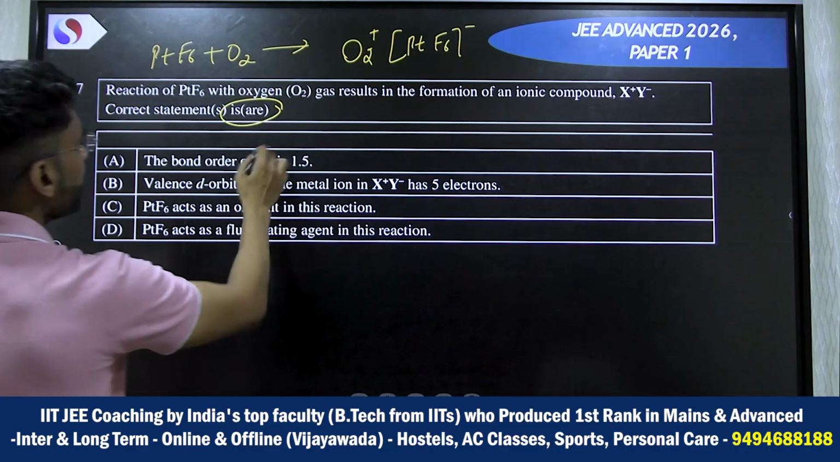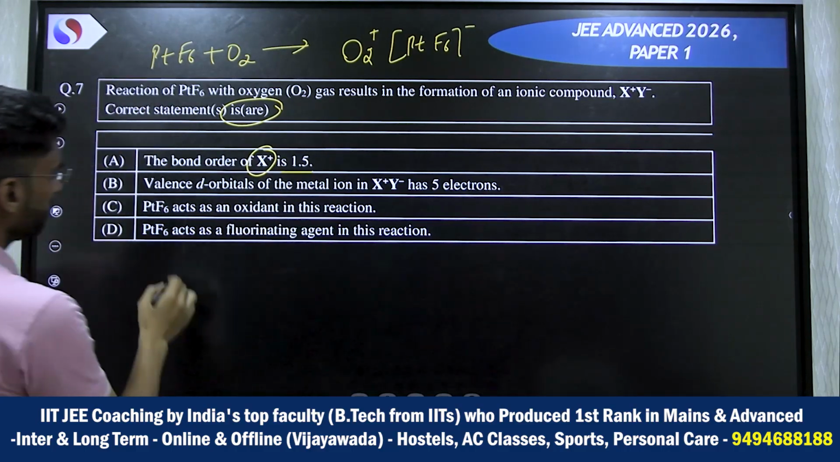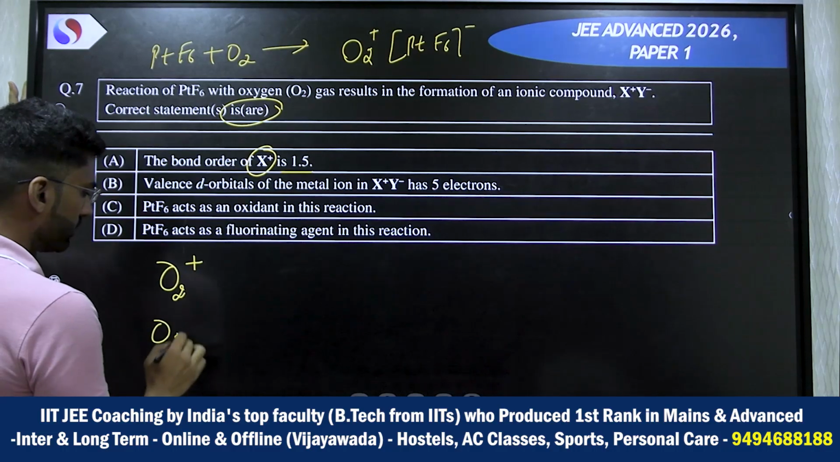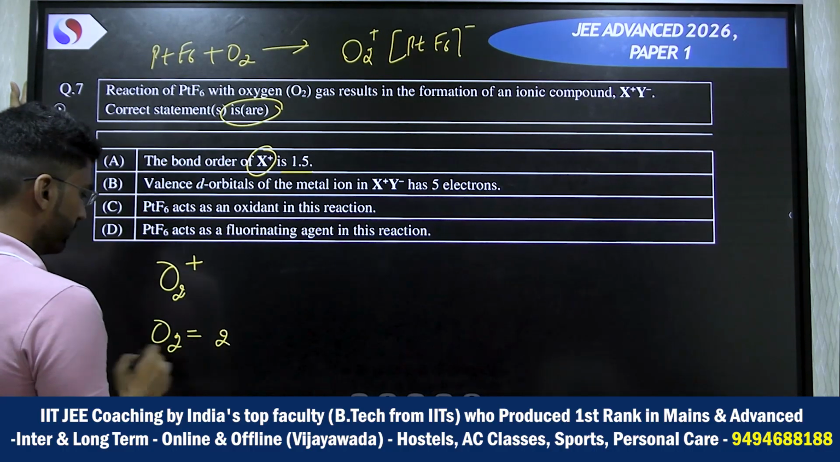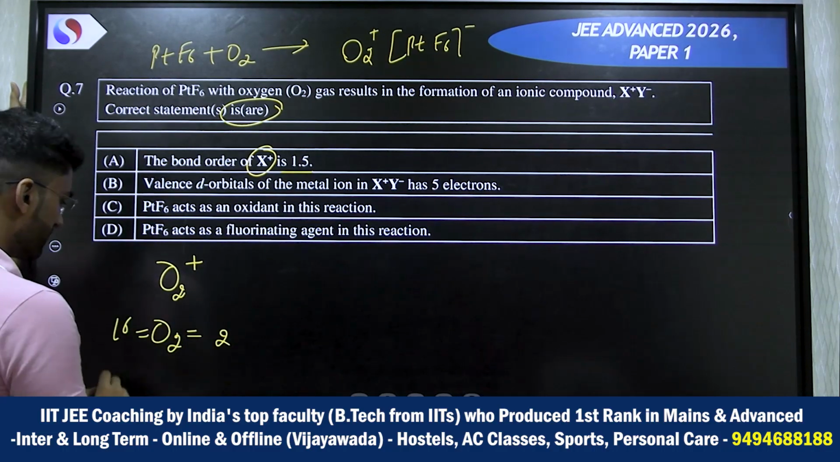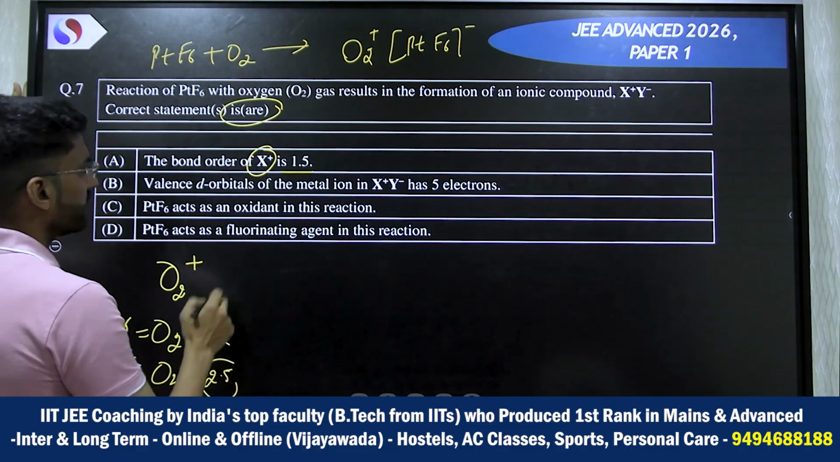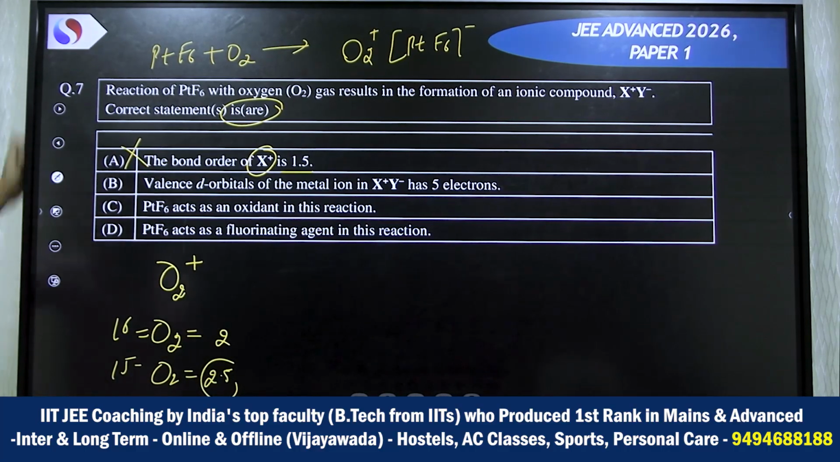The bond order of X positive is 1.5. So for O2 positive, what is the bond order? I know that O2 has bond order 2 with 16 electrons, and in this case there are 15 electrons. So the bond order will be 2.5. So option A is incorrect.